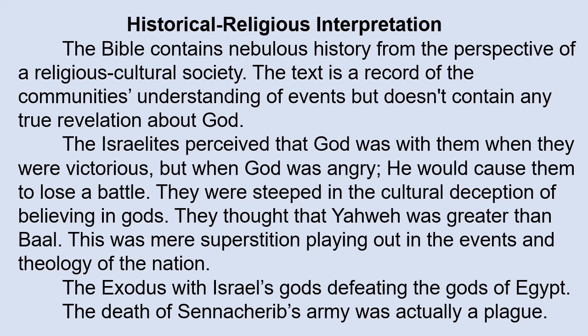The death of Sennacherib's army was actually a plague, they would say, but it was interpreted by the Israelites to be their God sending a death angel across the army of Sennacherib. All historical events were interpreted with a religious worldview of whether you were in a good or bad relationship with God, whether you had appeased him or angered him. It's not uncommon for people today to look at world events and to make speculative, even outrageous statements about how God was involved in the world event or the catastrophe.